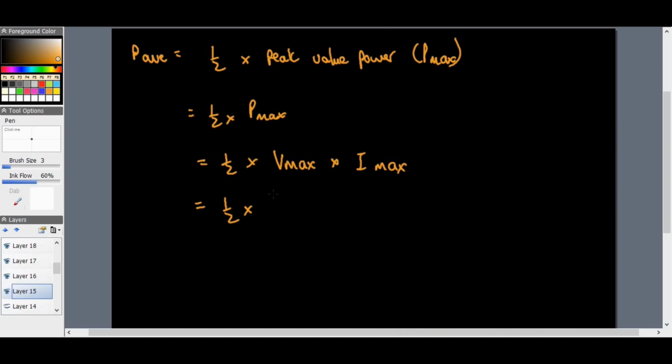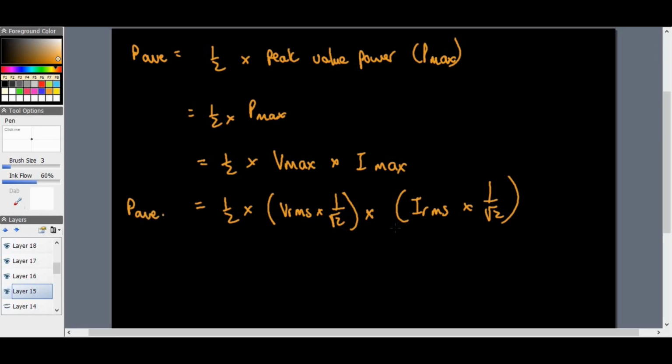Okay, V max is going to equal Vrms times 1 over square root 2, and this is going to be multiplied by IRMS times square root 2. That's what they are equal to. So there we got Vrms, so we got a half times P average is equal to a half times all of that.